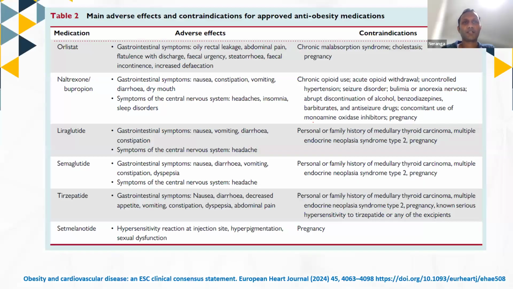So we are using anti-obesity drugs. The obesity drugs we have are liraglutide, and the naltrexone and bupropion combination is there, and orlistat is there, but they have a lot of side effects. But the preferred drugs in other countries are semaglutide and tirzepatide.